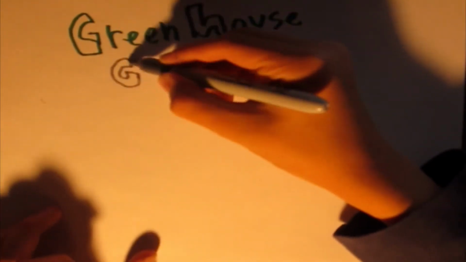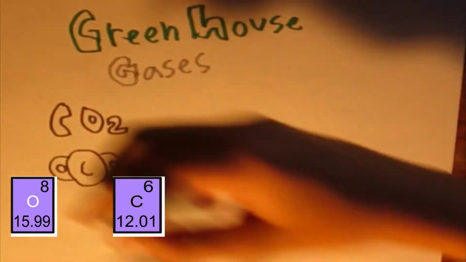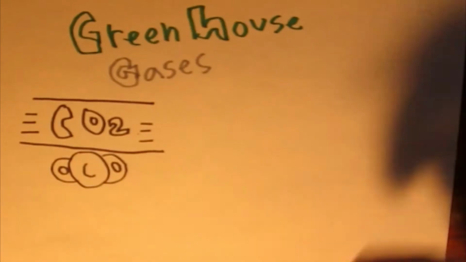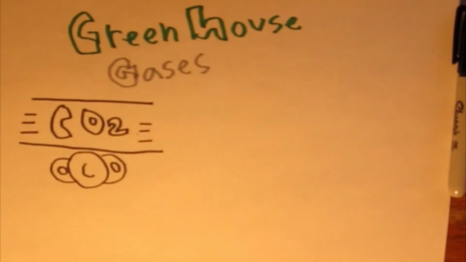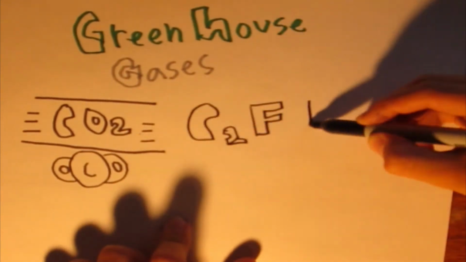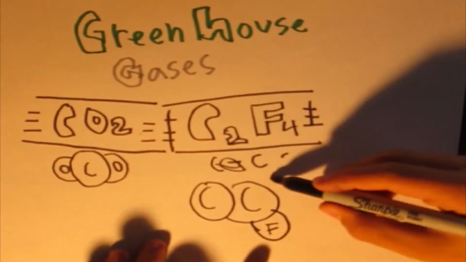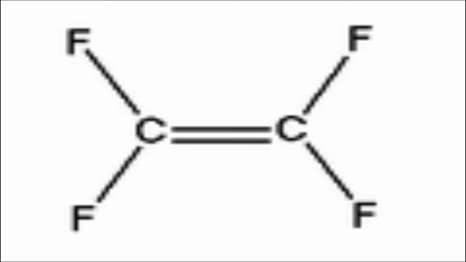A greenhouse gas is a molecule that traps this heat that should be reflected. These include carbon dioxide, which is a carbon atom and 2 oxygen atoms bonded, as well as other fun ones, such as tetrafluoroethylene, which is 2 carbon atoms and 4 fluorine atoms bonded together. Here's how it is written.